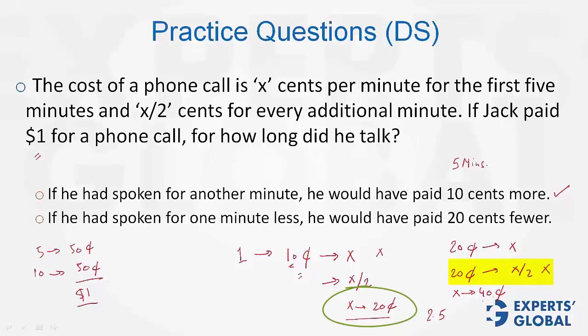20 cents is X. This works. We just saw in statement 1 that yes, for a $1 bill, the person would have spoken for 5 minutes. And if the person would have spoken for 1 minute less, it would have cost him 20 cents less. So that also satisfies the condition. And therefore, statement 2 is also sufficient. 1 is sufficient, 2 is sufficient. The right answer is option D.